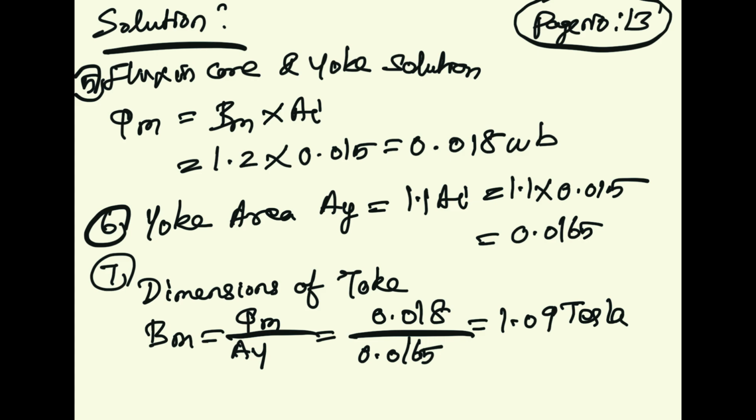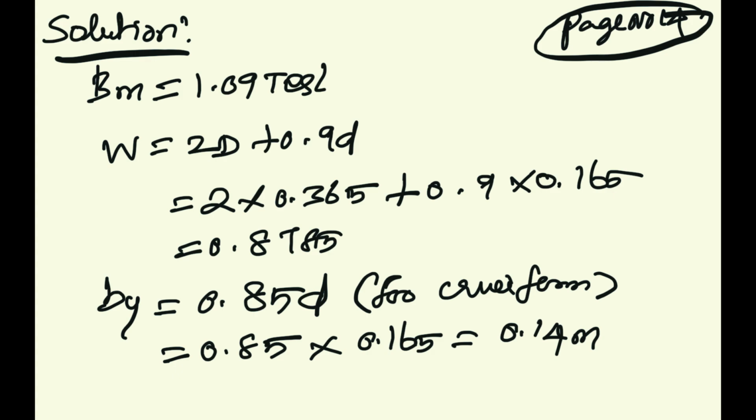Seventh point, dimensions of yoke. By is phi m divided by Ay, which is equal to 0.019 divided by 0.0165. The above value is put in this formula. We obtain Bm as 1.09 tesla. Capital W, that is the overall length of the yoke, is equal to 2D plus 0.9d. Putting in the values, we find W value 0.8785. Dy is equal to 0.85d, that is the formula for cruciform type. 0.85 into the d value 0.165 is equal to 0.14 meter, the Dy value.